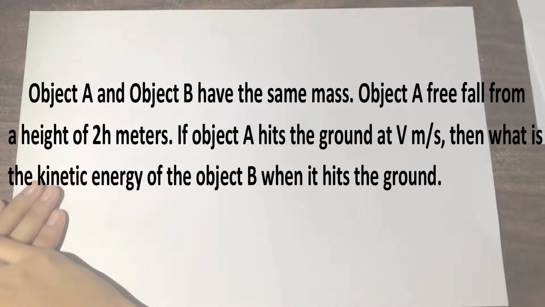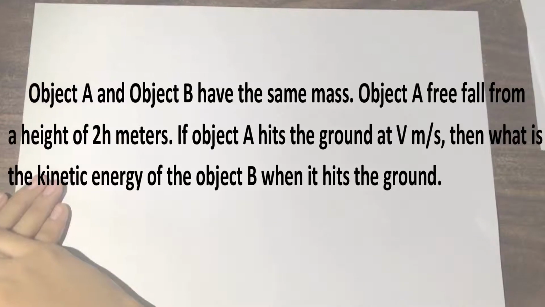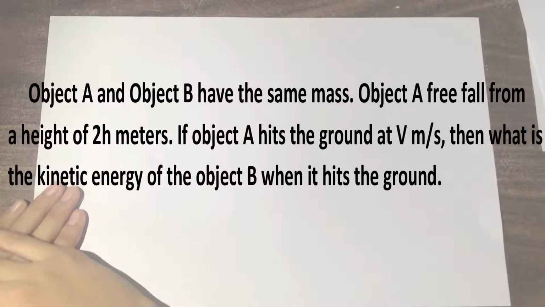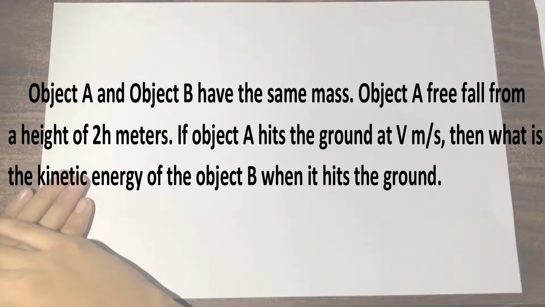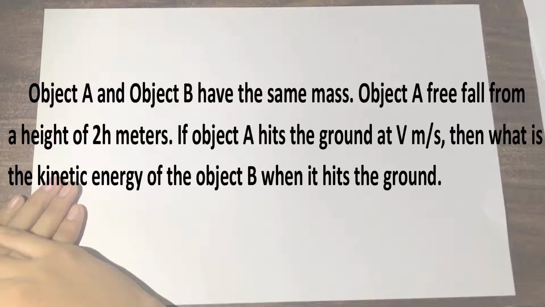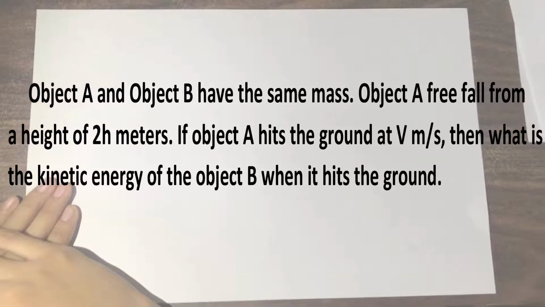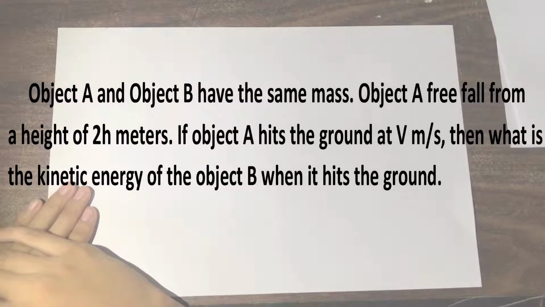Object A and Object B have the same mass. Object A free falls from a height of h meters and Object B free falls from a height of 2h meters. If Object A hits the ground at v meters per second, then what is the kinetic energy of Object B when it hits the ground? Solution: find the final velocity of Object B when it free falls from a height of 2h.